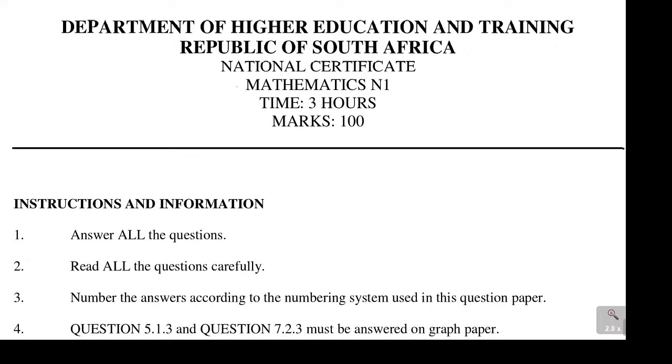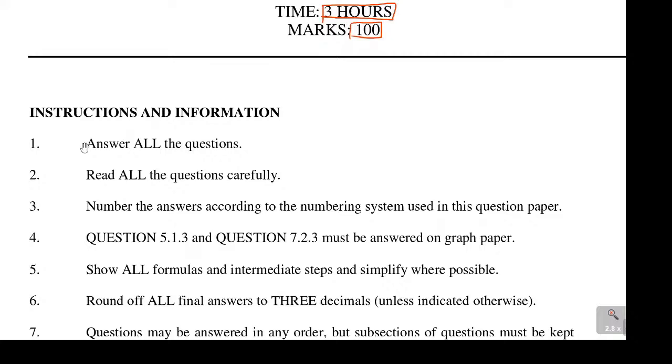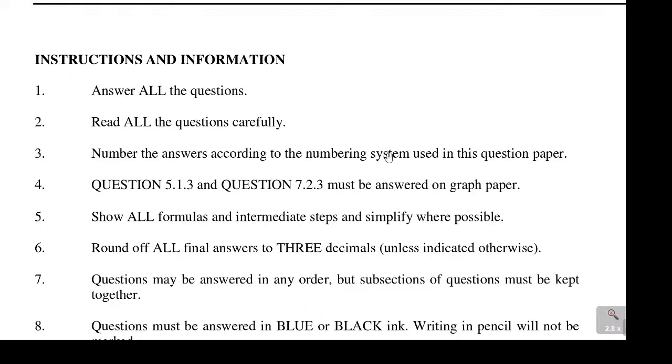Just to start here again, it says this paper is a 3-hour paper, and the mark allocation is out of 100. And a few instructions. The first instruction says answer all the questions, so everything there you have to answer. It says read all questions carefully, that's standard. Then it says number the answers according to the numbering system used in this question paper. So don't come up with your own numbering, please maintain the numbering that is given.